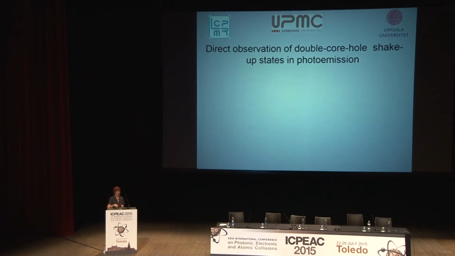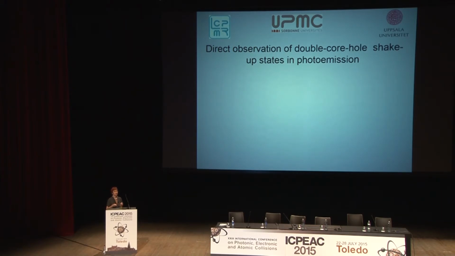Okay, the last topic I would like to discuss is the direct observation of double core hole shake-up states in photoemission. Now, Francis has already introduced the double core holes, and he has already described the fact that they could be observed by single photon two electron emission, and in this case, you need to do coincidence measurements to measure two photoelectrons and one or two Auger electrons at the same time, and that's what Francis and his collaborators do with the magnetic bottle.